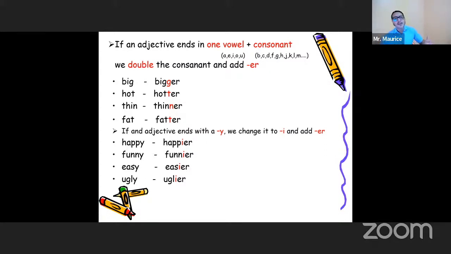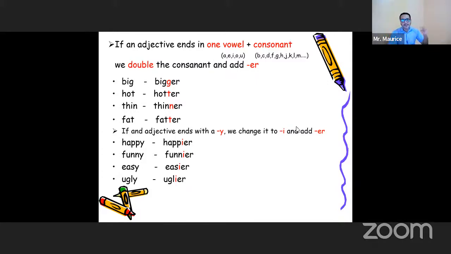So as you can see, we have the short adjectives, such as big, bigger, hot, hotter, thin, thinner, fat, fatter. You see? In the other way, to make an adjective from positive to comparative form, for those that end in the letter Y, like happy, the comparative form is happier, funny, funnier, easy, easier, ugly, uglier. So this is the way we switch an adjective from the positive to the comparative form.